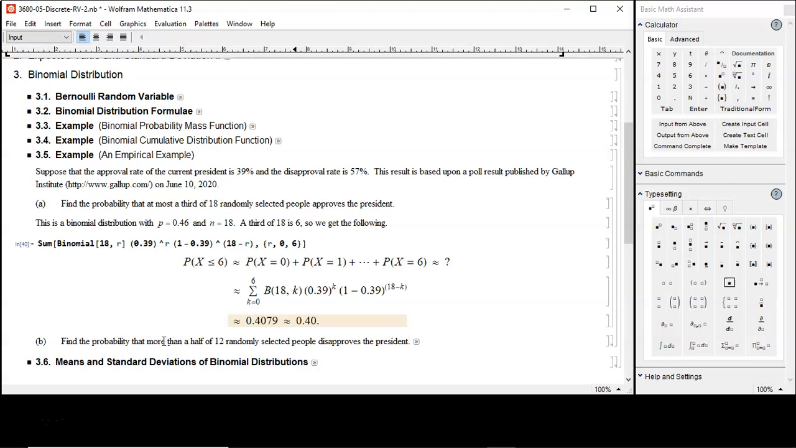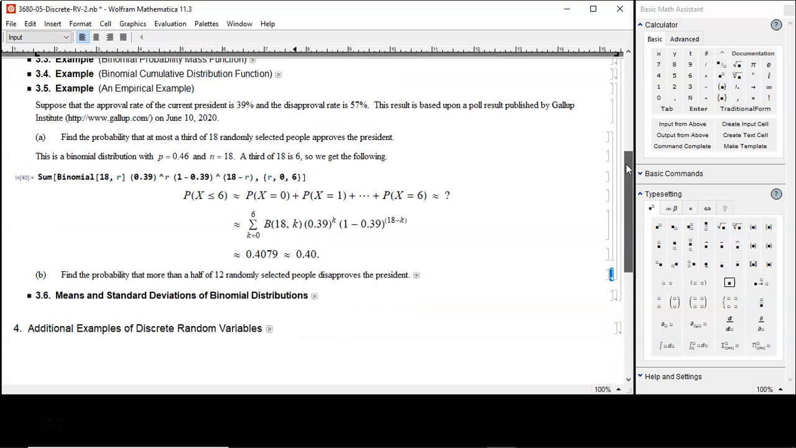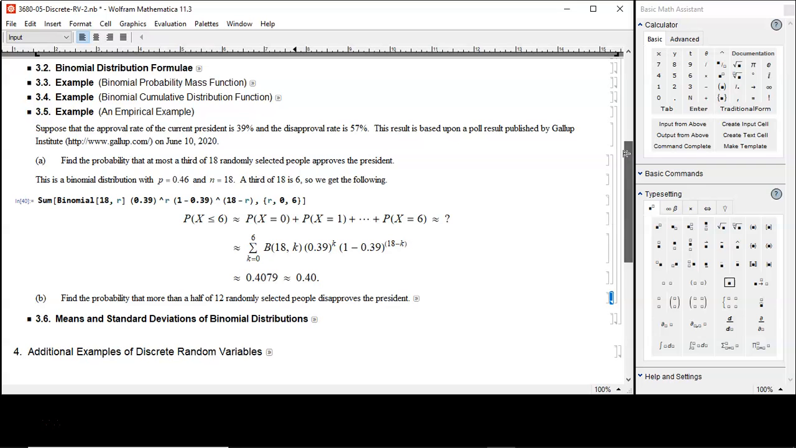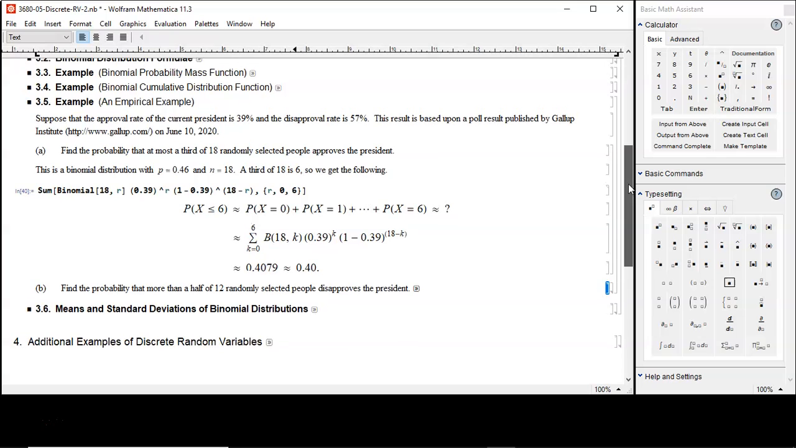And then how about more than half of 20 randomly selected people? More than half, so starting from 7, greater than 6, so 7 or larger. By the way, there's a subtle difference between one problem and the other.